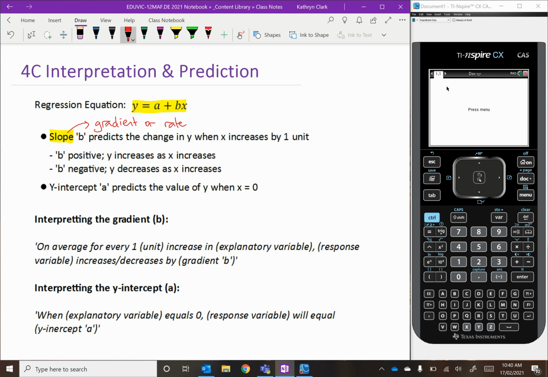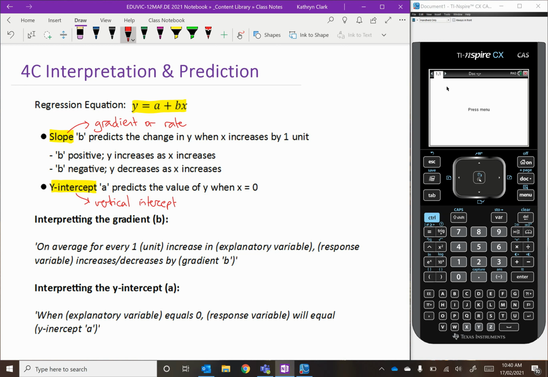And then our a value is our y-intercept. Now this is otherwise known as, sometimes it's called the vertical intercept. And it's the value of the graph where the line crosses over the y-axis on a Cartesian plane. And it predicts the value of your y variable or your response variable when the explanatory variable is 0.